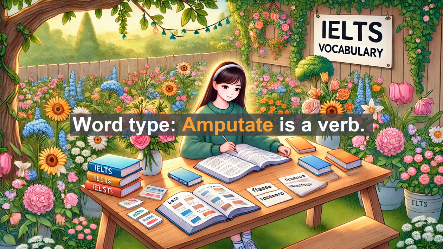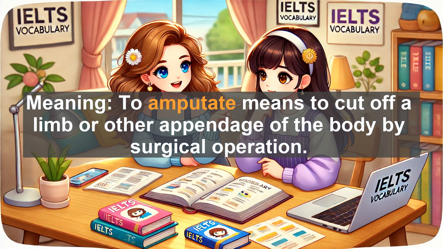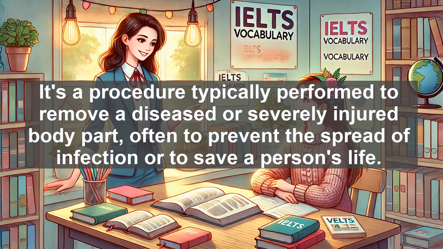Word type: amputate is a verb, meaning to amputate means to cut off a limb or other appendage of the body by surgical operation. It's a procedure typically performed to remove a diseased or severely injured body part, often to prevent the spread of infection or to save a person's life.